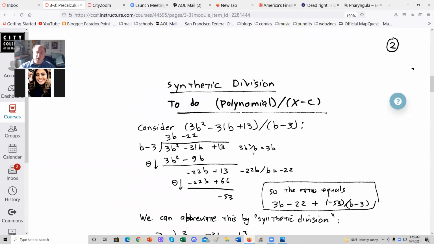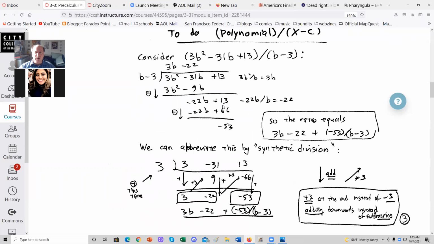Look at ratio of leading terms, 3b in the quotient. 3b times b minus 3 is 3b squared minus 9b. Subtract, we'll have minus 22b plus 13. Minus 22b over b is minus 22 into the quotient. And after the appropriate multiplication, subtract, we're left with minus 53 for a remainder. So the ratio equals the quotient plus remainder over denominator. 3b minus 22 plus negative 53 over b minus 3.